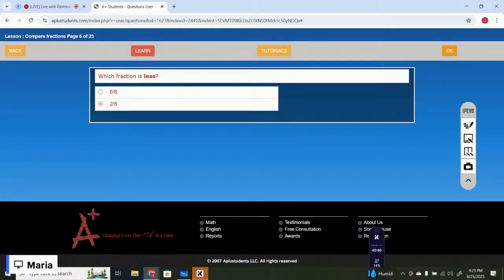That is 2 by 8. Option number 2 is the correct option. Which fraction is greater? 4 by 8, 6 by 8. Six by 8 is greater than 4 by 8. Option number 1 is the correct option.